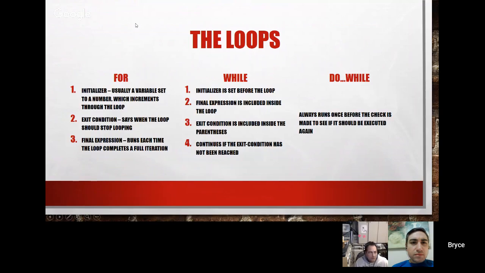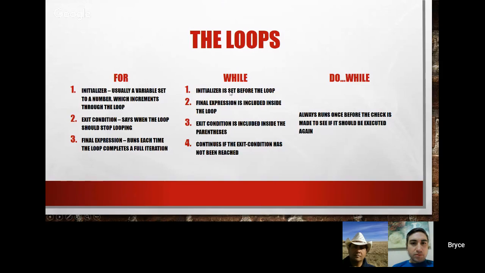For the for loop, you have an initializer, usually a variable set to a number, which increments through the loop, and then an exit condition that says when the loop should stop looping. And the final expression runs each time the loop completes a full iteration. So once it goes through, it will spit out the number it's supposed to, and then it'll run back through the loop, and keep doing that until it says to stop.